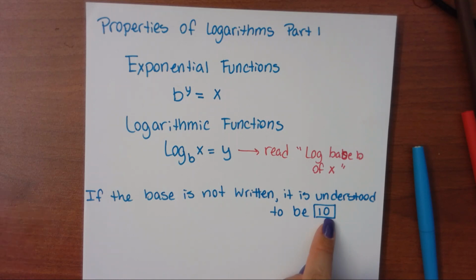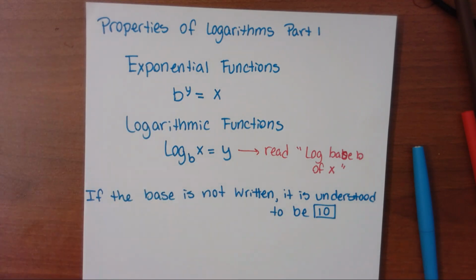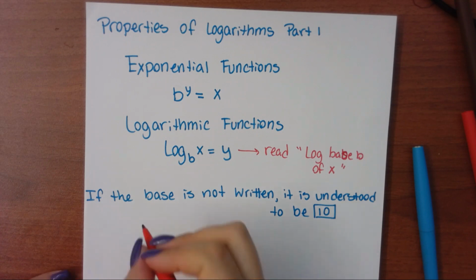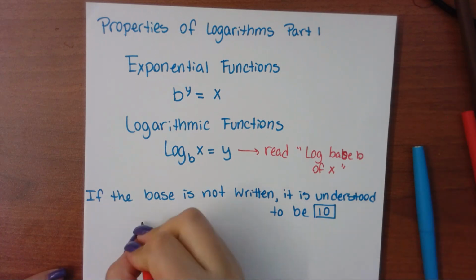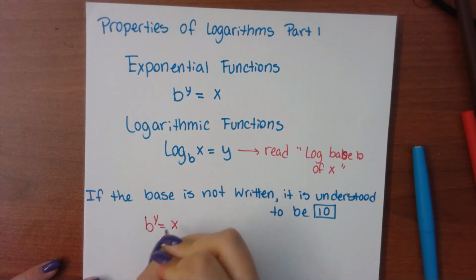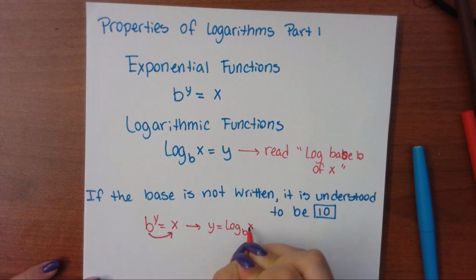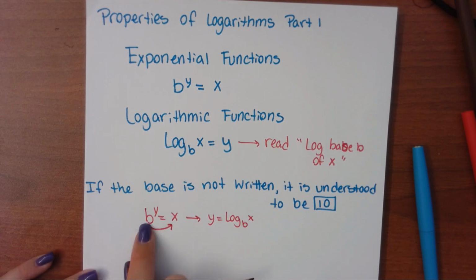Now, these two equations can go back and forth. This is how I like to go over this: you can go from one form to the other. B to the power of y is equal to x. We take the base that's over here and we make it the base over here. And we just write it as a logarithm. So what does that mean? That means y is equal to log base b of x. That's this formula up here. So whatever you have over here as the base becomes the base on the other side. The same thing for the logarithm.